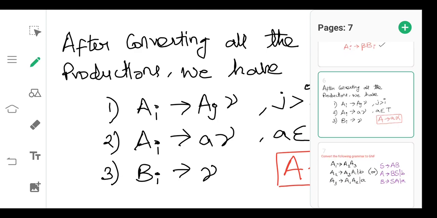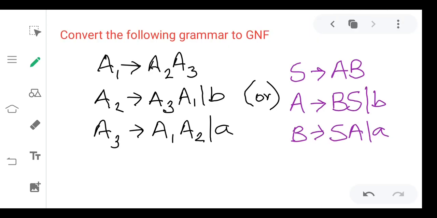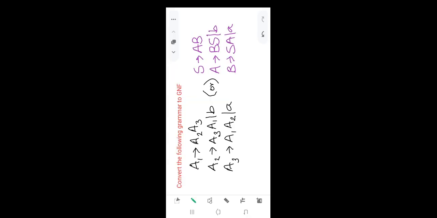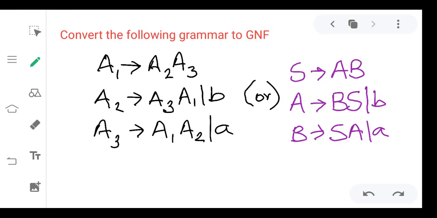Okay, with this, we will solve a problem. The problem is to convert the following grammar to GNF. A1 produces A2 A3, A2 produces A3 A1 or B, A3 produces A1 A2 or A. This kind of production can also be represented as S produces AB, A produces BS or B, B produces SA or A.